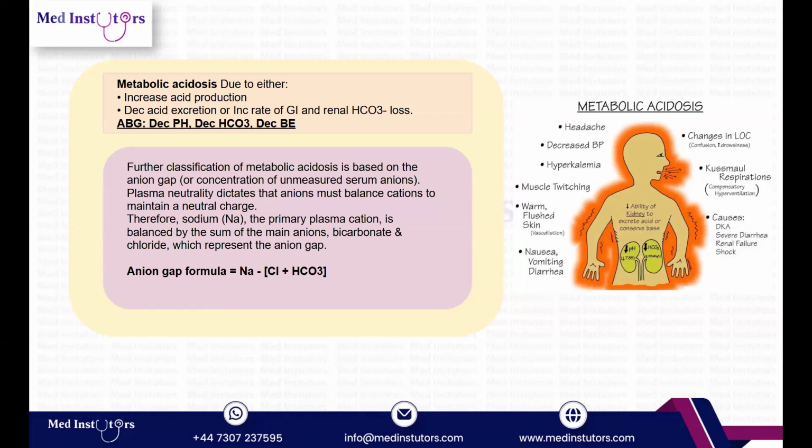Cations are positively charged, and in our plasma we have sodium, potassium, calcium, magnesium, and some positively charged proteins. So they are cations in our blood. Then we have anions, which are negatively charged, and the main ones are chloride, bicarbonate, phosphate ion, sulfate ion, and some negatively charged proteins like albumin.